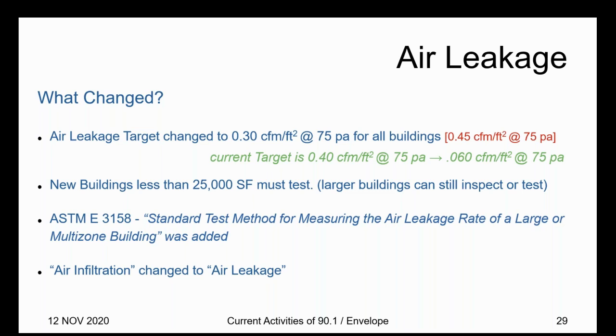It applies to new buildings. And what we did is for new small buildings, less than 25,000 square feet, they must test. That's the big change for this, whereas large buildings can still do inspections or verification. The big piece to this was we added a new multi-zone test, ASTM 3158, to allow for these small buildings to be tested.